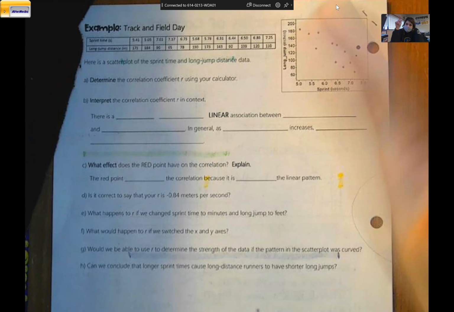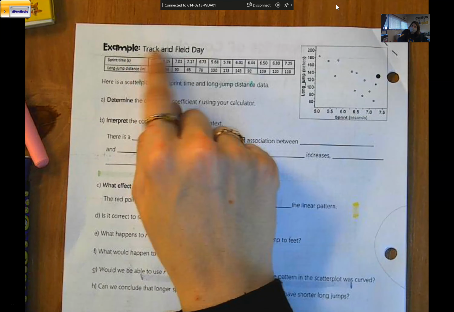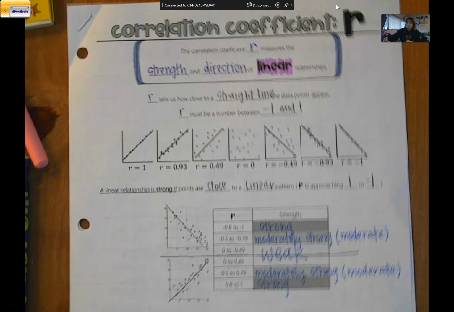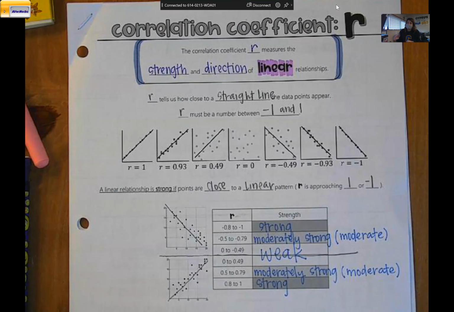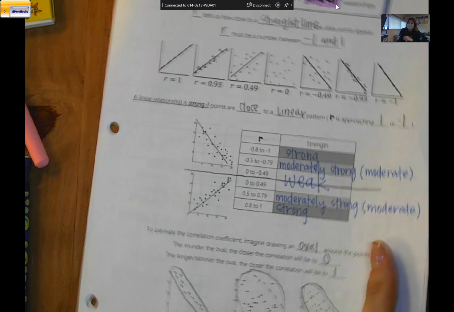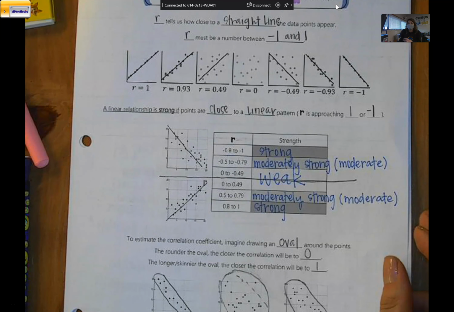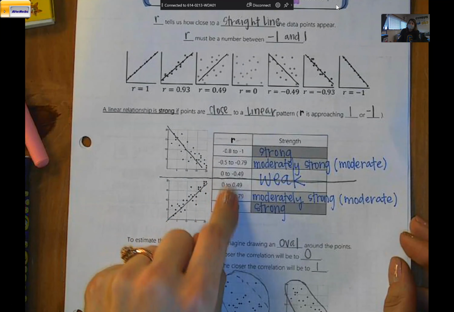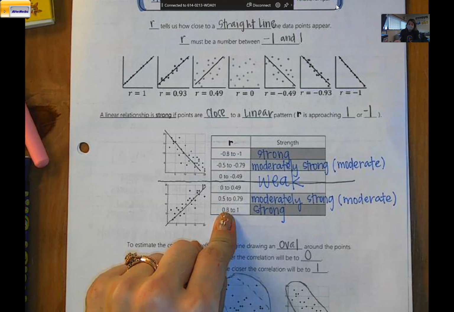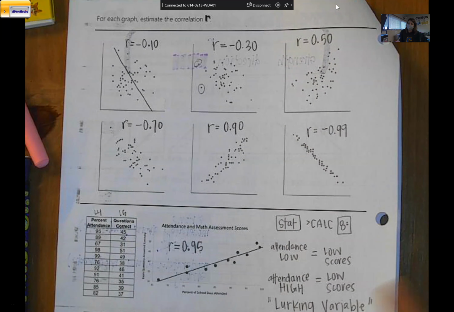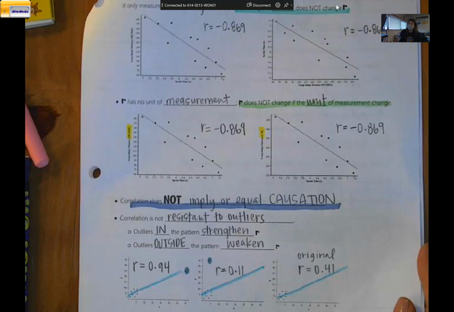Hello everyone, I'm in class with some of my students and we are starting this example on our track and field day data. So we've already gone through the first part of these note sheets. We talked about how we can use R to describe a linear relationship, and R is a number that helps us describe that linear relationship. Then we practiced how to estimate R just by looking at the scatter plot. Then we talked about properties of R.